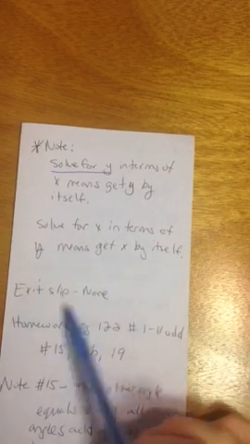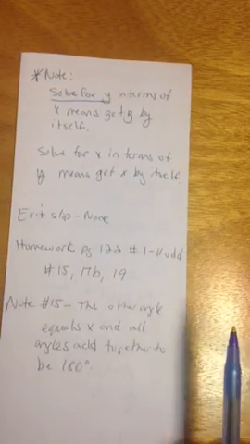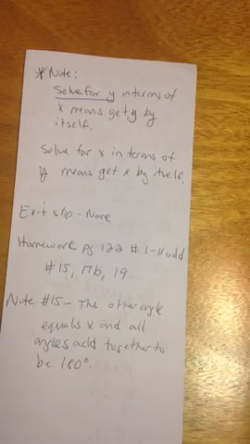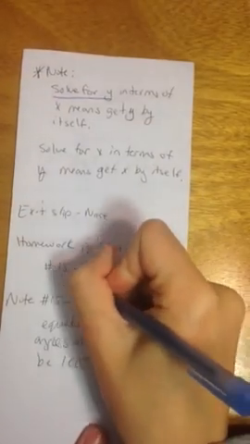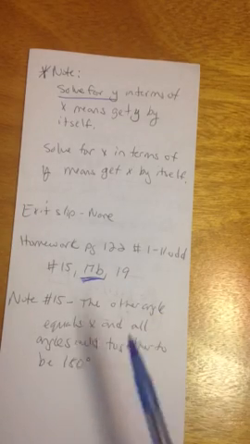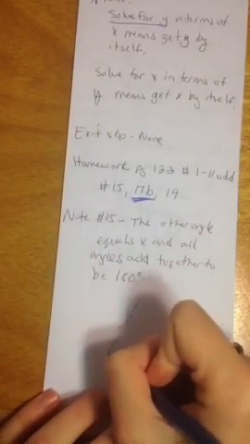Okay. There's no exit slip today since they're all kind of story problem-ish. Homework is page 122, numbers 1 through 11 odd, 15, only 17B. Don't do A and C. And then 19. Just a note for 15, it's going to give you a triangle.